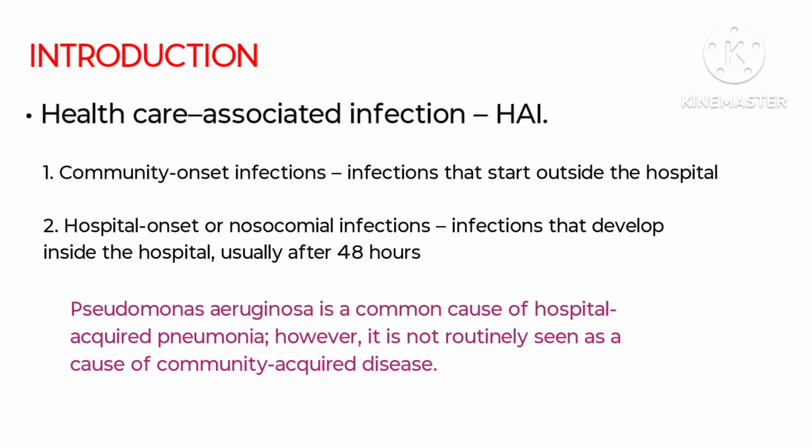Next is hospital onset or nosocomial infection. Infection that develops inside the hospital, usually after 48 hours, is known as nosocomial or hospital onset infection. A very common example for hospital onset or nosocomial infection is Pseudomonas aeruginosa. Pseudomonas aeruginosa is a common cause of hospital acquired pneumonia. It is rarely seen in community acquired infection, which is why infection prevention inside the hospital is extremely important.